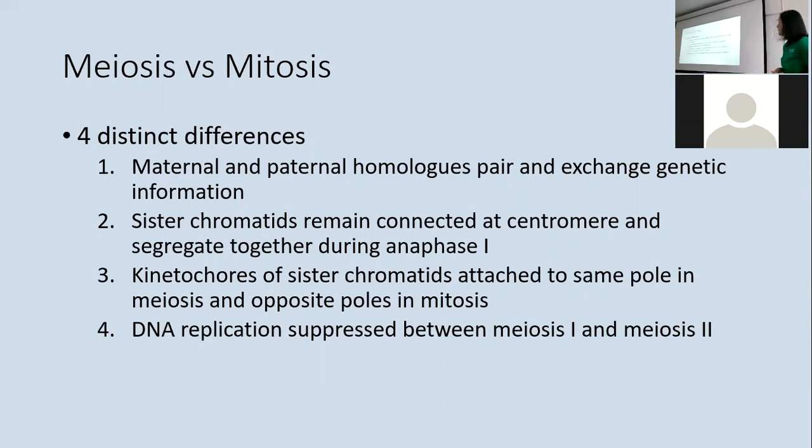Lastly, DNA replication will be suppressed between meiosis I and meiosis II. So we'll have an S phase before meiosis I, but not before meiosis II. If we double and divide and then double and divide, then we're not really doing reductive division. So we had to leave it out somewhere.